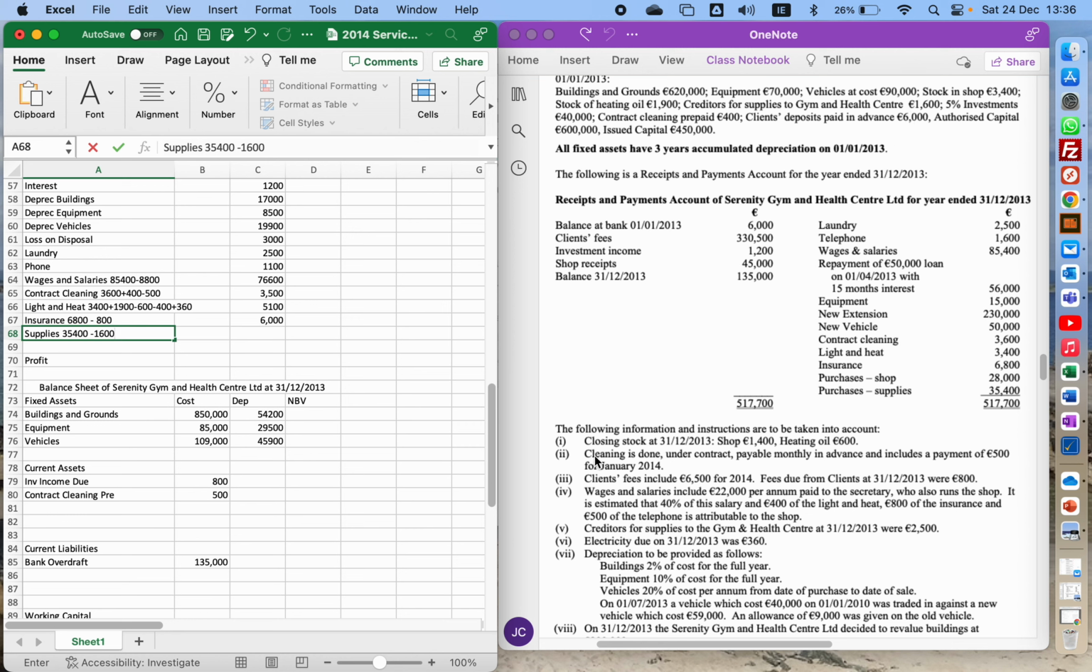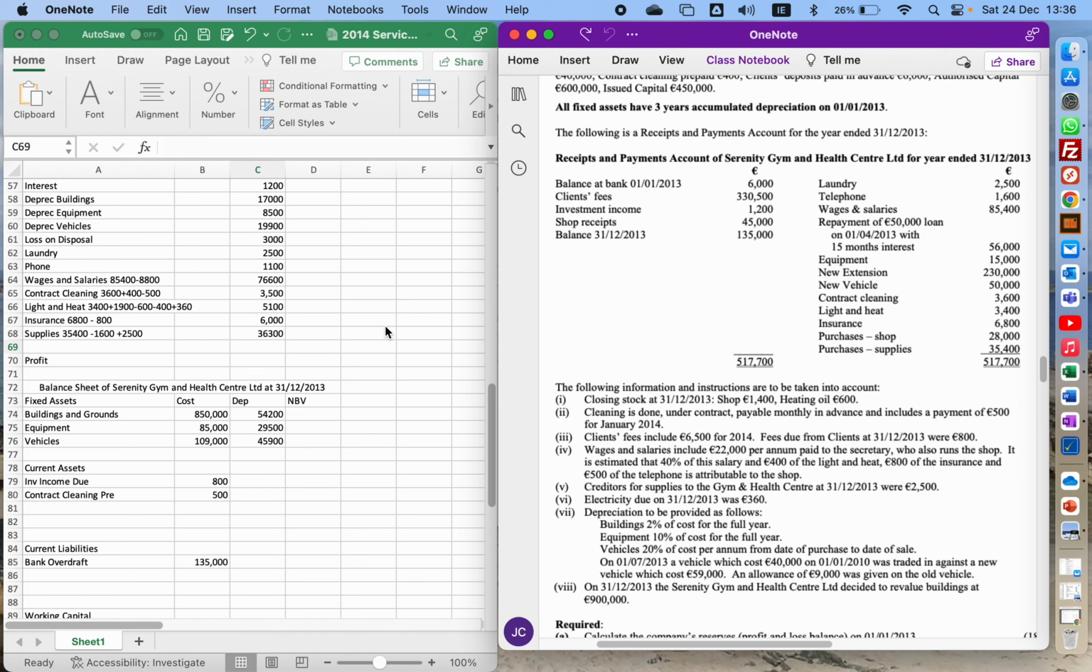Nothing else at the beginning, down to the end. Fees due from clients, wages and salaries, creditors for supplies, 2,500. So that's extra money that we owe, so I'm going to add that in. That was money we were charged this year, but we didn't pay it. Okay, so 35,400 minus 1,600 and then plus 2,500. And I don't see a stock of supplies, nothing left over.